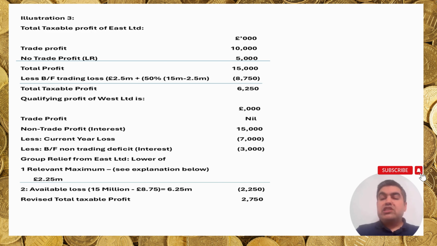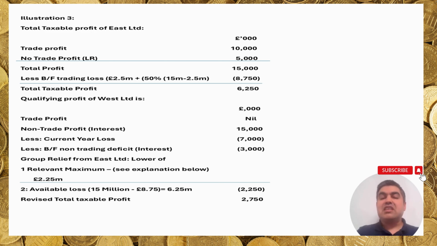There's no restriction where you utilize the current year losses. For example, if there would be a trade profit of 15 million and a non-trade loss of 10 million, you could use the 10 million against the 15 million profit. So there is no restriction for the current year losses. However, when it comes to the brought forward, there is a restriction. The restriction is 5 million plus 50% of the profit over the deduction allowance.